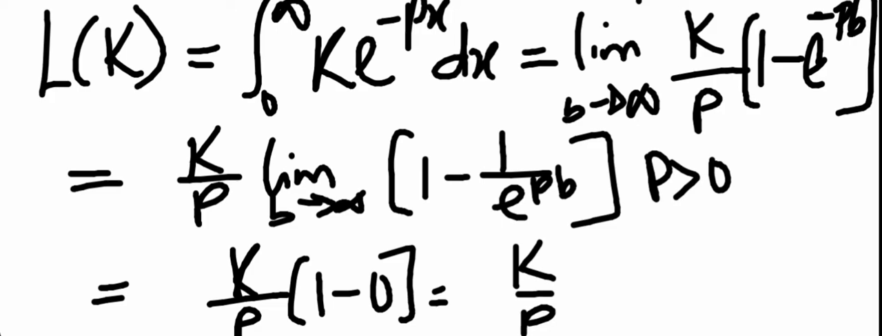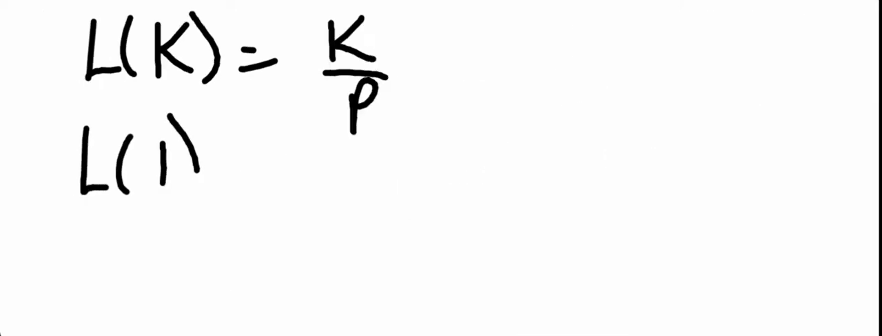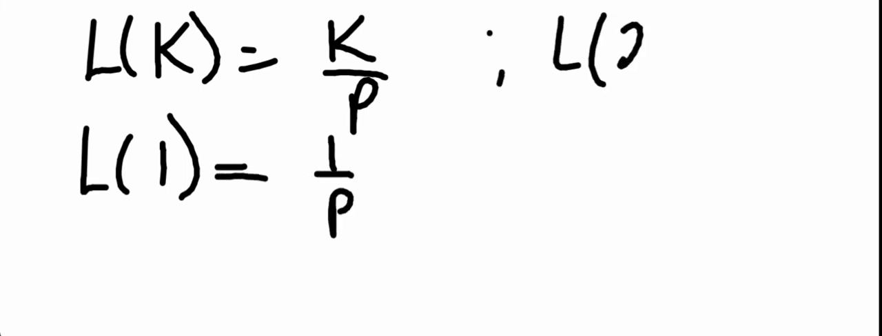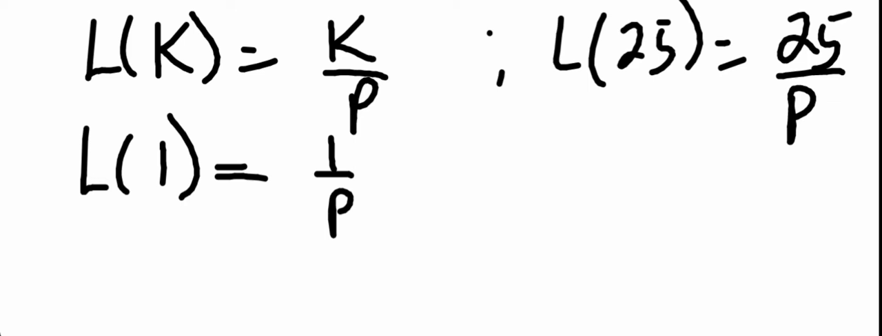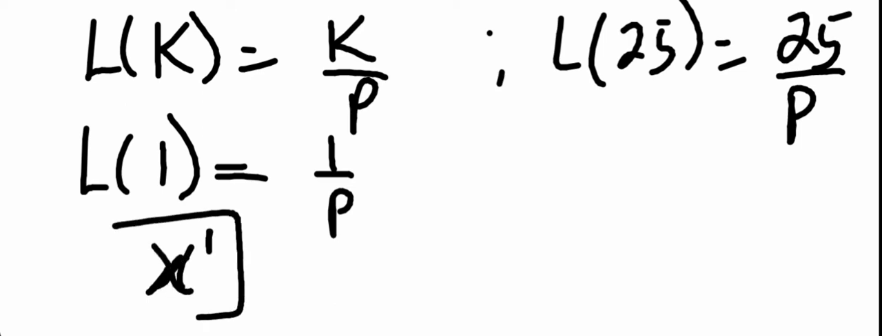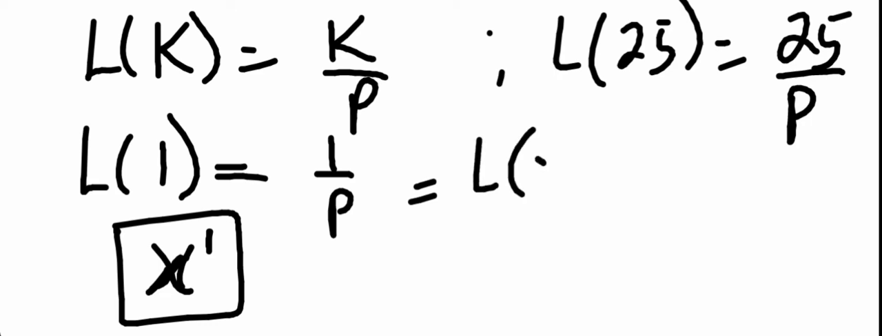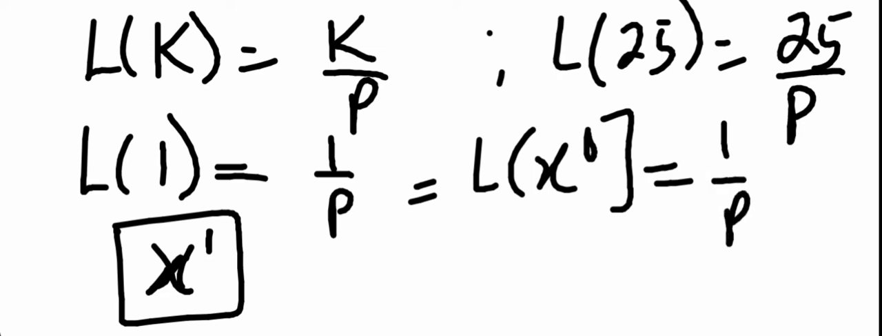So let's see something in particular. What is the Laplace transform of 1? Yes, 1 over p. What is the Laplace transform of 25? Good, 25 over p. Alright, the next step is what? We are going to consider x raised to power 1. So let's see what this looks like. You know that the Laplace transform of 1 is the same thing as saying the Laplace transform of x raised to power 0. Okay, and this is what? 1 over p.